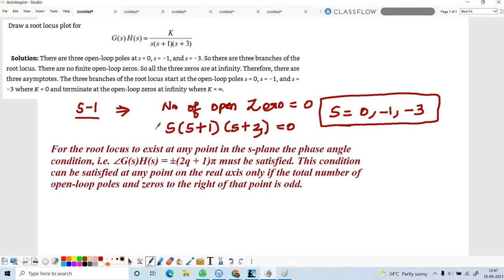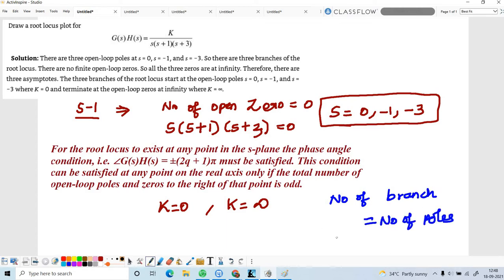There are no finite open loop zeros, so all three zeros are at infinity. Therefore, there are three asymptotes. The three branches of the root locus start at the open loop poles at K equal to 0 and end at the open loop zeros at K equal to infinity. How many root locus branches are there for this transfer function? The number of branches equals the number of poles. There are three poles, so the total number of branches in the root locus is 3.